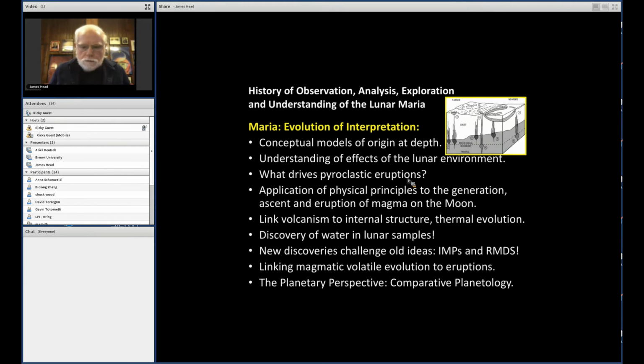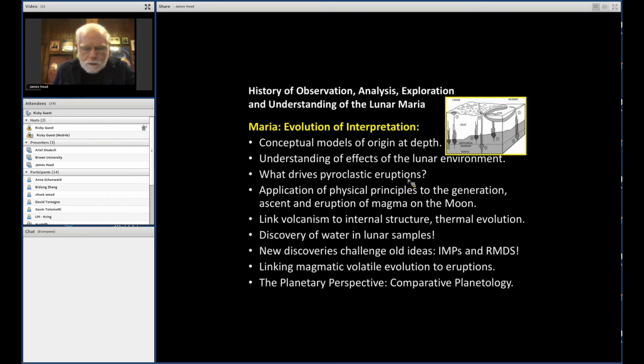And it began a series of physical understandings, applying physical volcanology to the situations on the Moon. And we began to really understand how the lunar environment was affecting things. And we were interested in what drove pyroclastic eruptions. The Moon was thought to be very dry, so water was not seemingly an option. So that was another mystery in the early days. And we slowly began to apply physical principles to the generation, ascent, and eruption of magma on the Moon, in a paper that Lionel Wilson and I wrote in 1981.